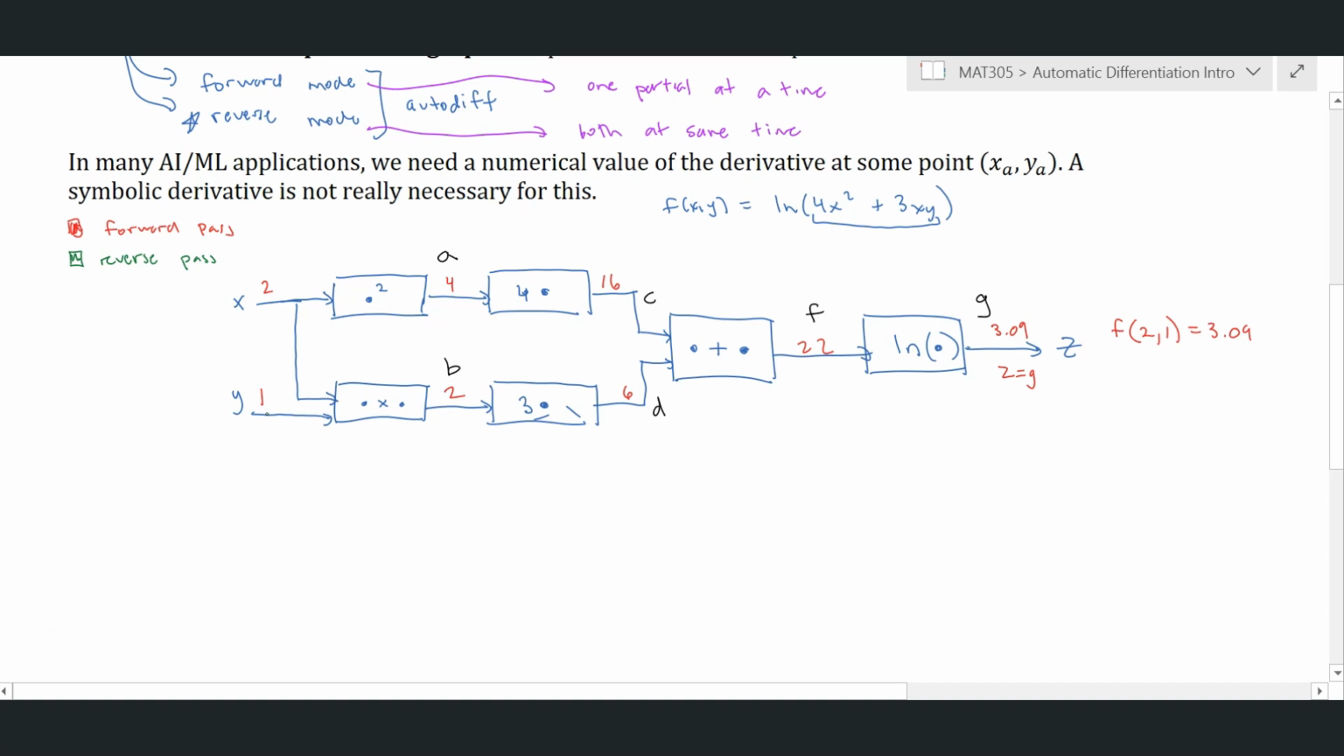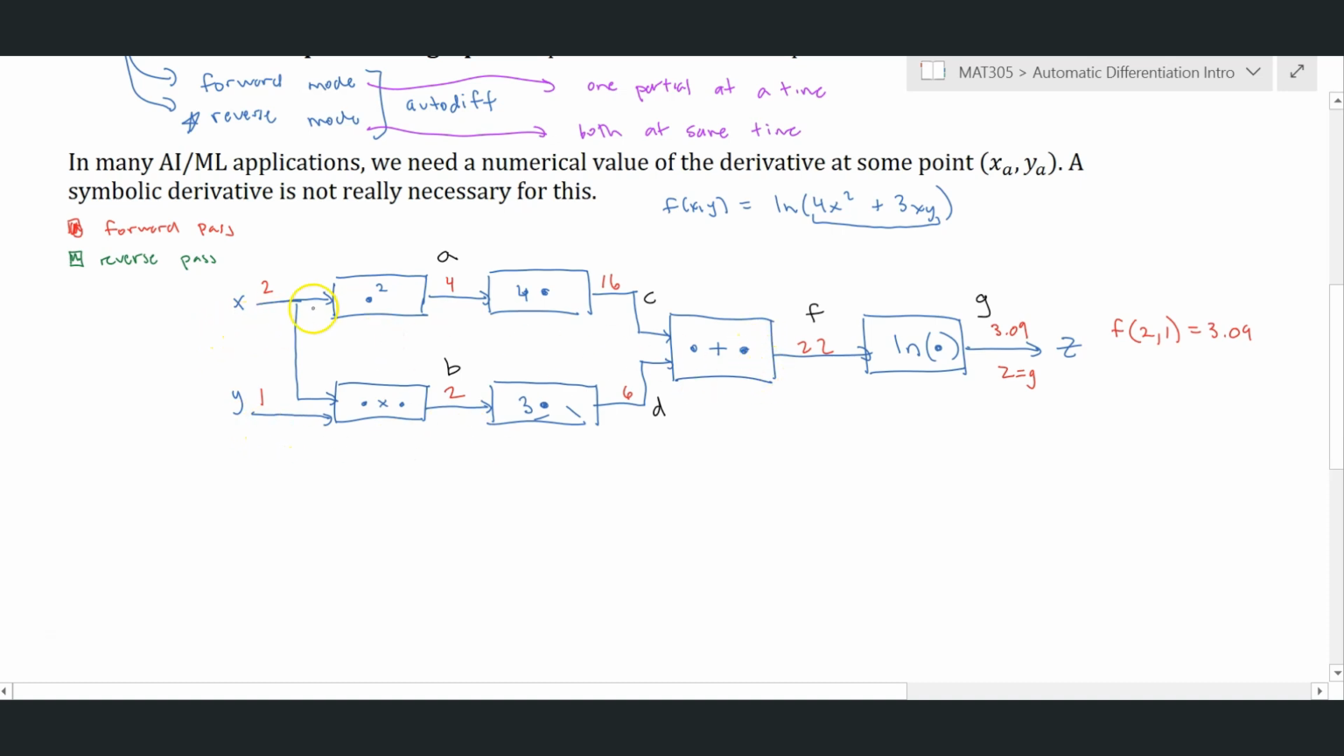The way this is going to work is that each of these boxes corresponds to one mini function, if you will, or one piece of the composition of functions. So g is a function of f, which is a function of both c and d. c is a function of a, which is a function of x. And we could do the same thing for this lower path.